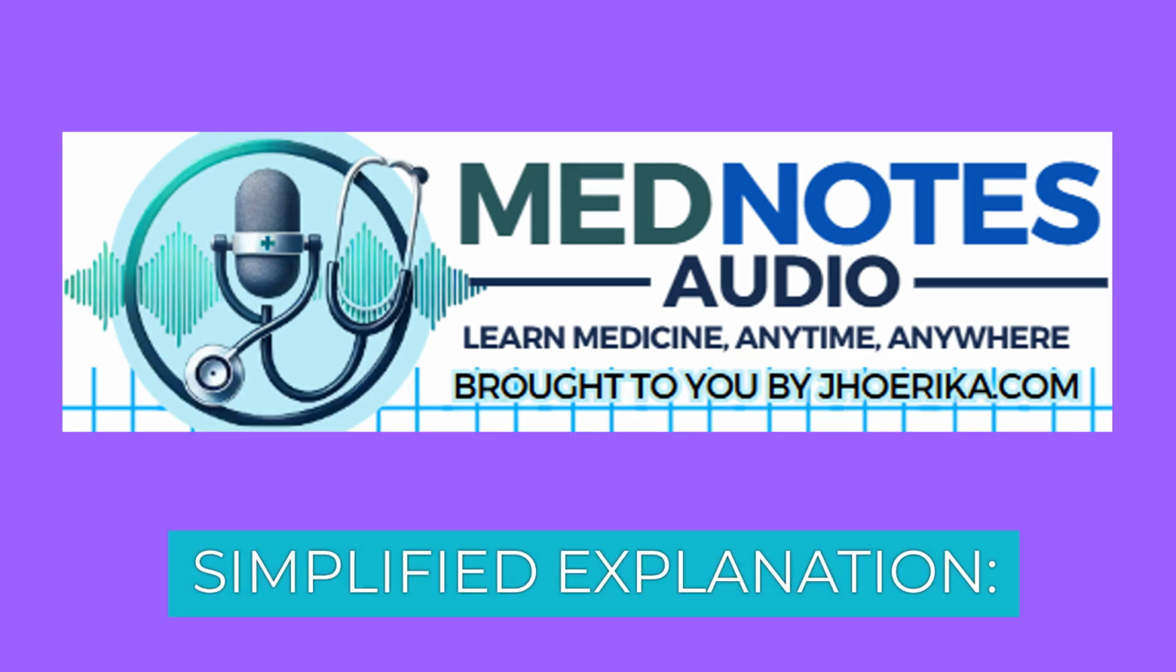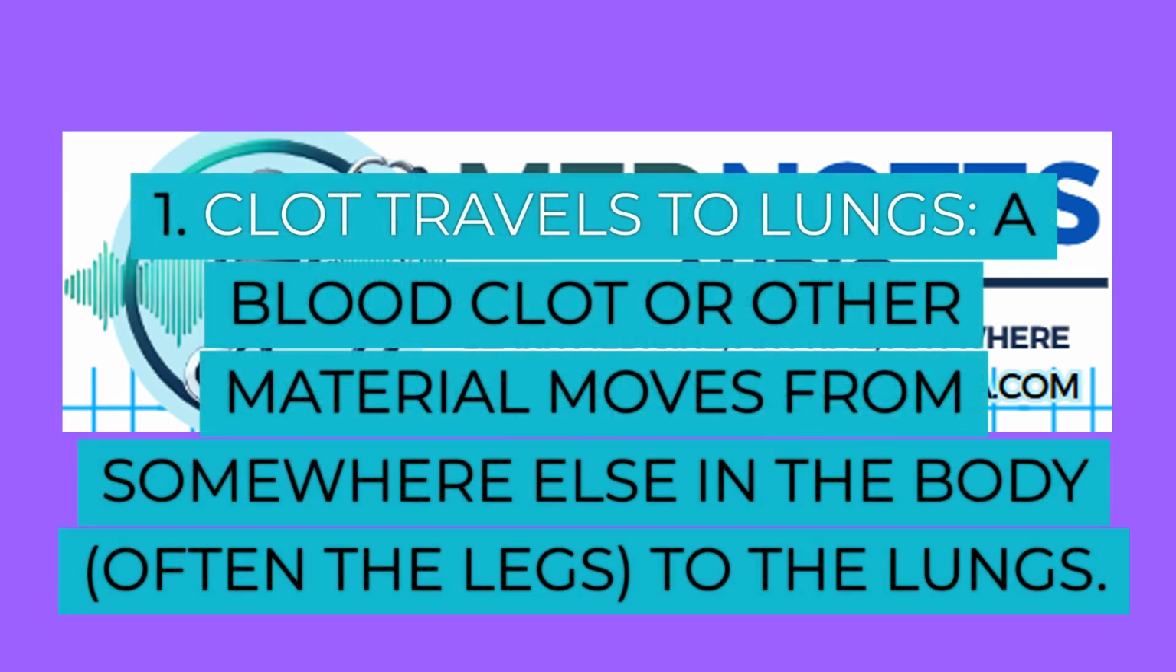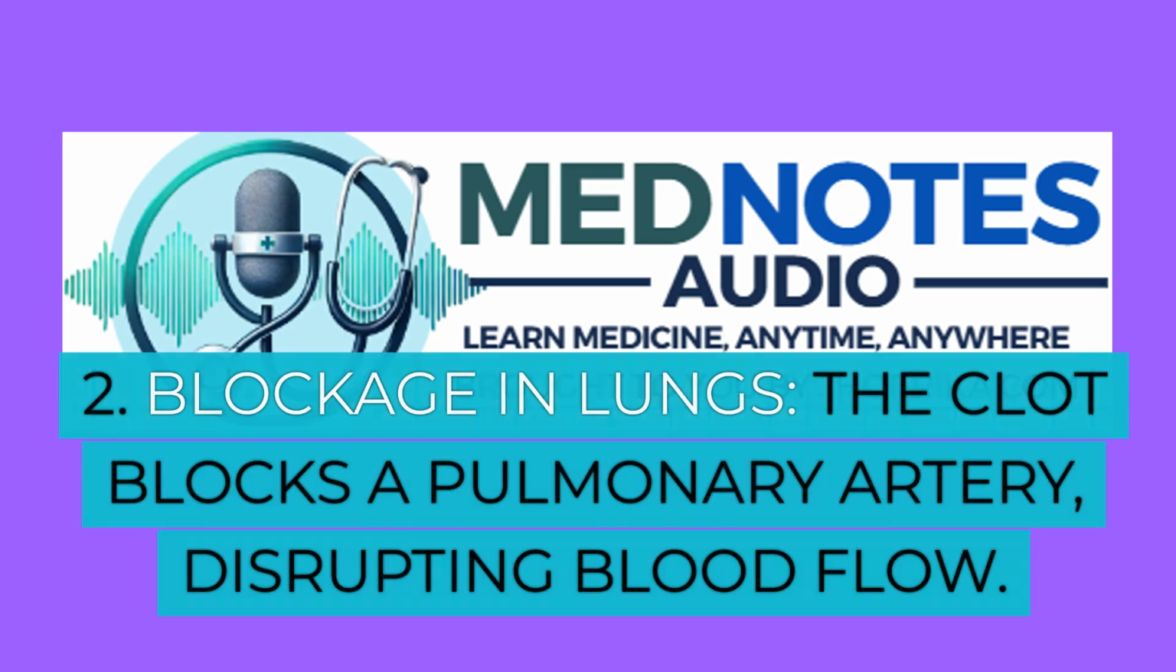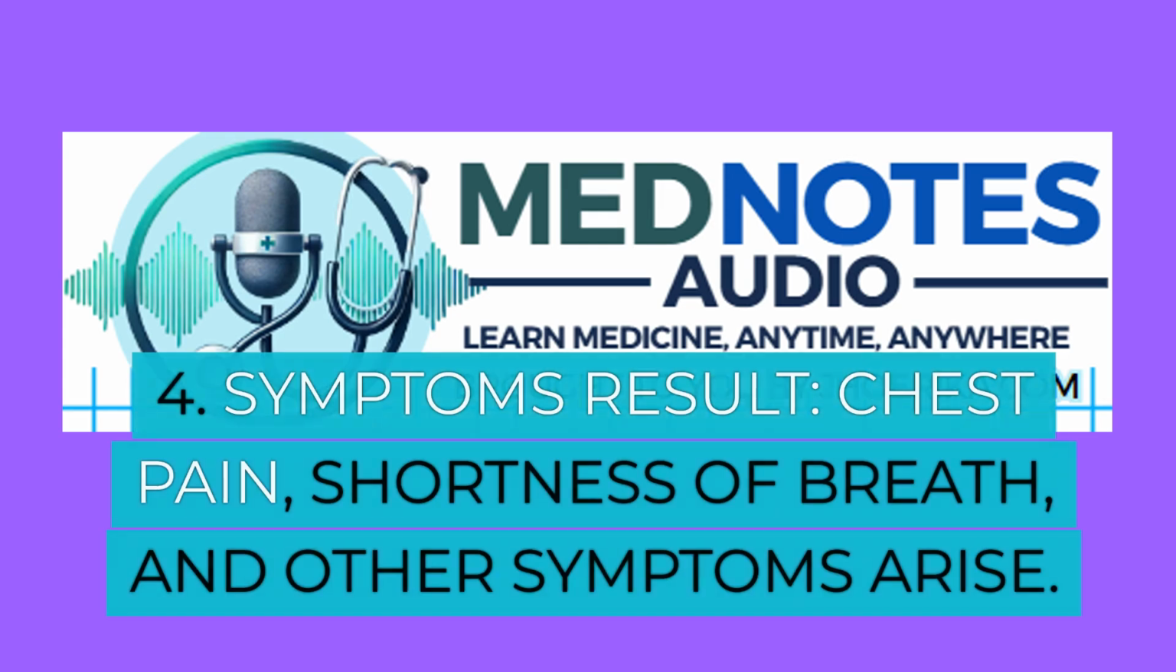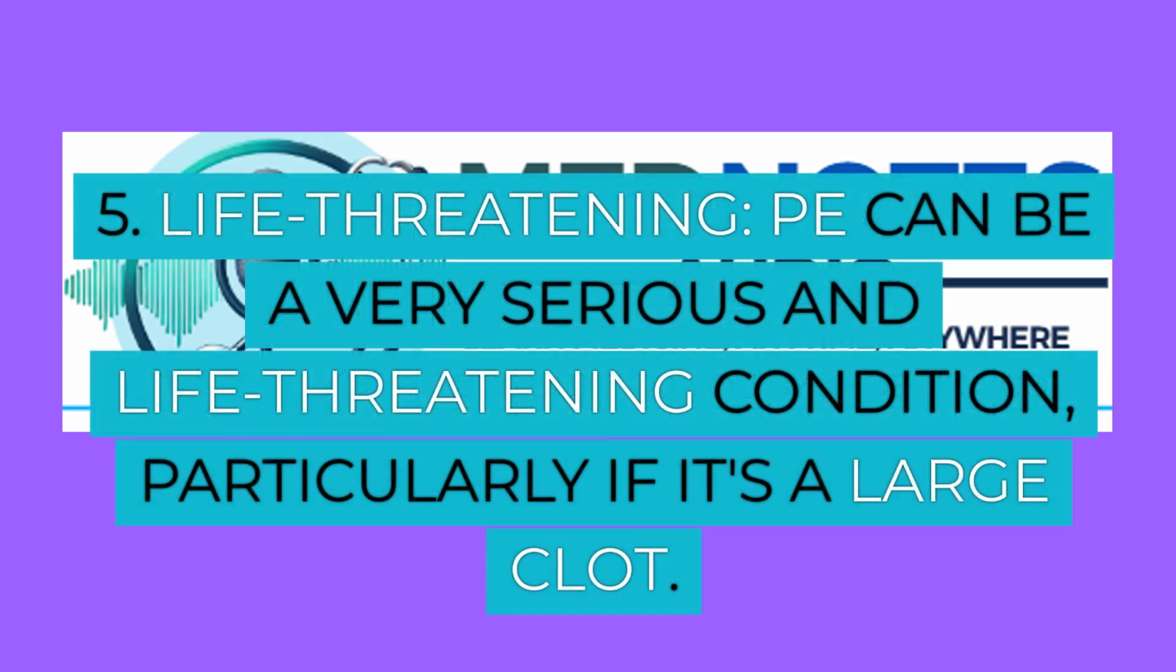Death. Simplified explanation. 1. Clot travels to lungs. A blood clot or other material moves from somewhere else in the body, often the legs, to the lungs. 2. Blockage in lungs. The clot blocks a pulmonary artery, disrupting blood flow. 3. Impaired oxygen. Reduced blood flow to the lungs and impaired gas exchange lead to low oxygen levels. 4. Symptoms result: chest pain, shortness of breath, and other symptoms arise. 5. Life-threatening. PE can be a very serious and life-threatening condition, particularly if it's a large clot.